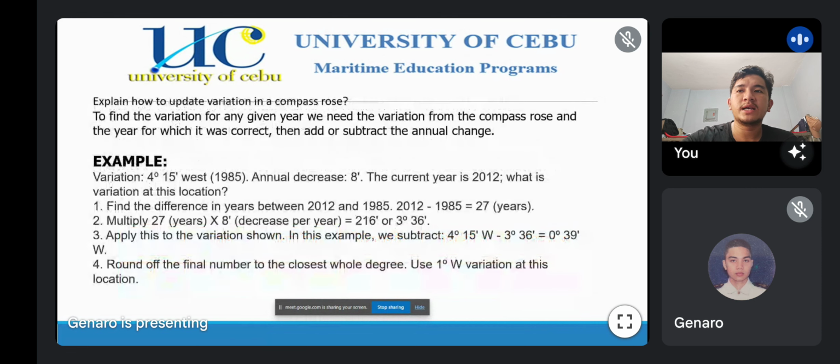right, so for the last problem here, explain how to update the variation in the compass rose. You must subtract the year on the compass rose from the current year. After that, use the difference of the current year and the year of the compass rose and multiply it by the annual change of the compass rose. The product will be subtracted from or added to the variation of the compass rose. The difference or the sum would be the updated variation.